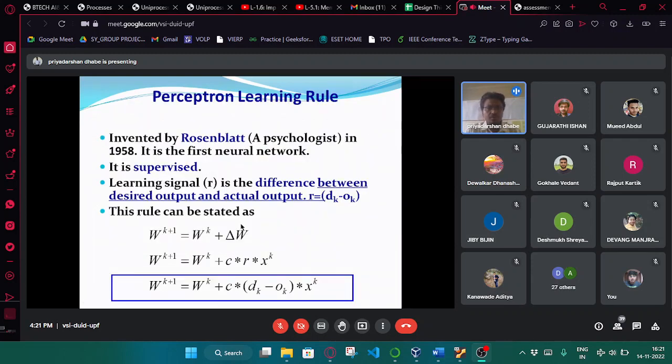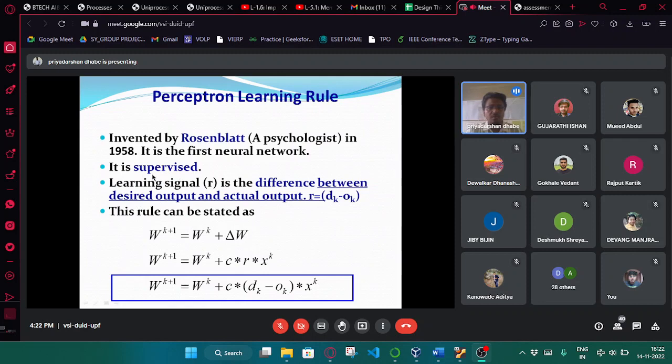Immediately come to the perceptron learning rule. It was invented by Rosenblatt, who was a psychologist. Please note that the field of artificial neural networks was pioneered by doctors, physiologists, logicians, and psychologists. So diverse populations have contributed to the development of artificial neural networks. It was proposed in 1958.